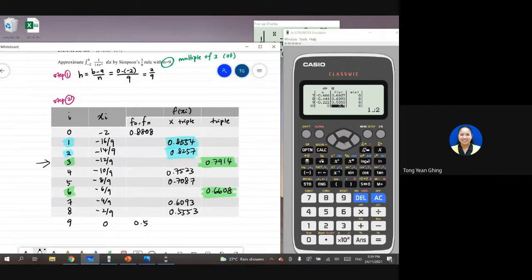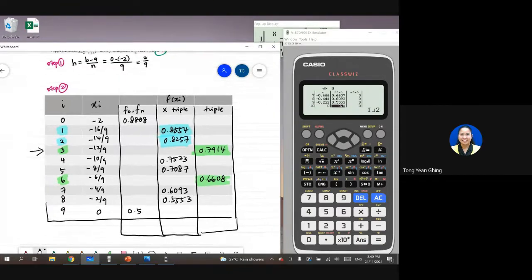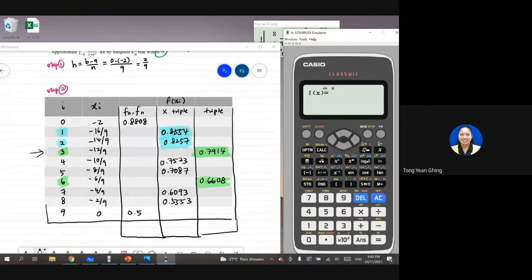After that, I have to calculate the total summation. This is how I get the summation of these values. It is the same as what we did just now. So this is 1.3808. Go back here, press 1.